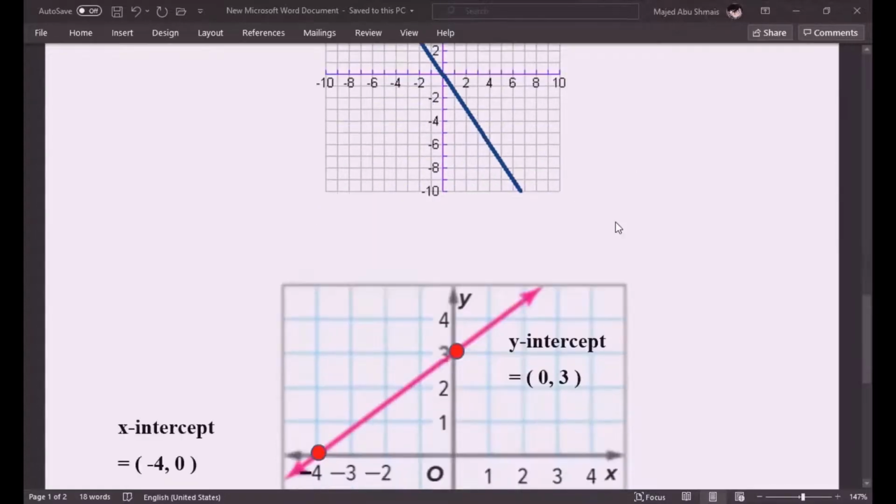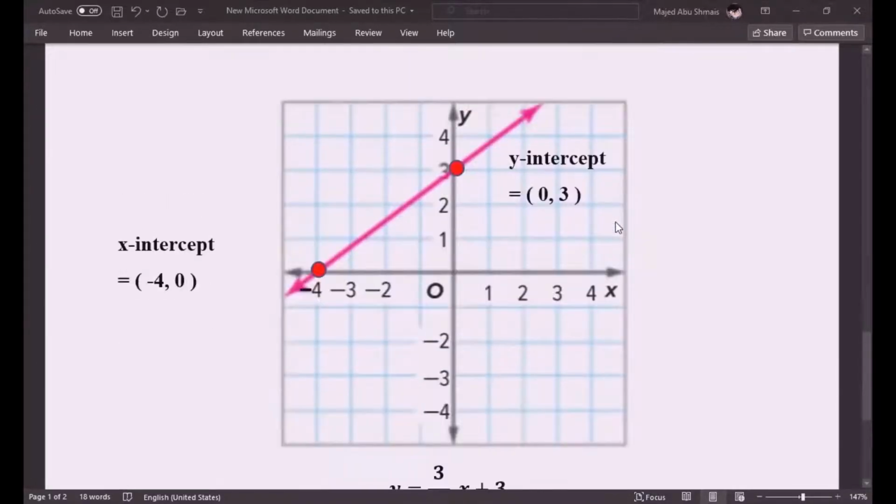Let's notice some things about these x-intercepts and y-intercepts. For this example here, this line has a y-intercept of 3 at this point here. And we can write the coordinate for that point as (0, 3). The projection on the x-axis is 0 at the origin, so it has 0 x coordinate, and its y coordinate is equal to the y-intercept itself, which is 3.